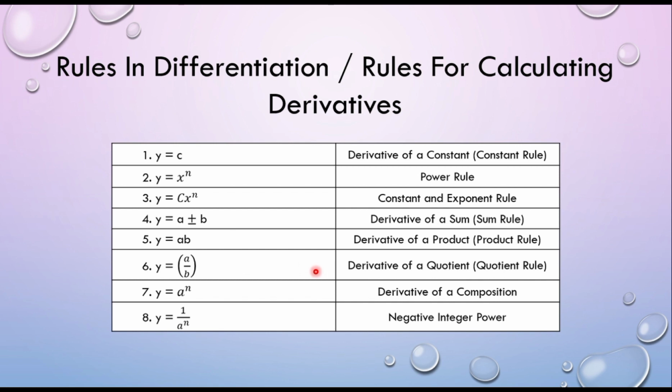Then number 7, y is equal to a raised to the power of n. It is called a derivative of a composition. Then lastly, y is equal to 1 over a raised to the power of n. It is called a negative integer power.